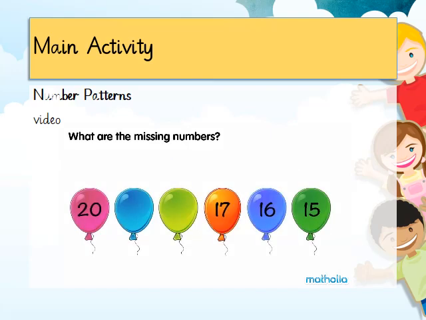What are the missing numbers? 17 minus 1 is 16. 16 minus 1 is 15. In each step, the numbers go down by 1. 20 minus 1 is 19. 19 minus 1 is 18. The missing numbers are 19 and 18.